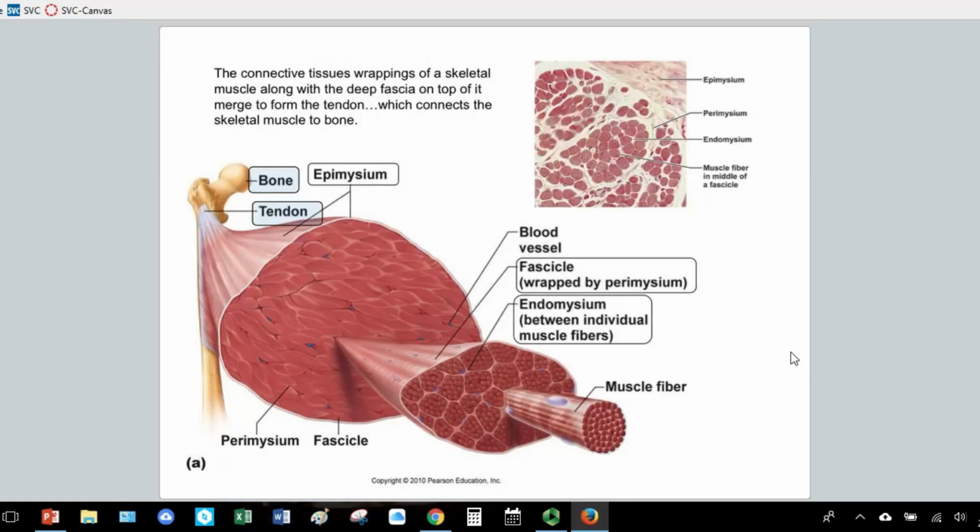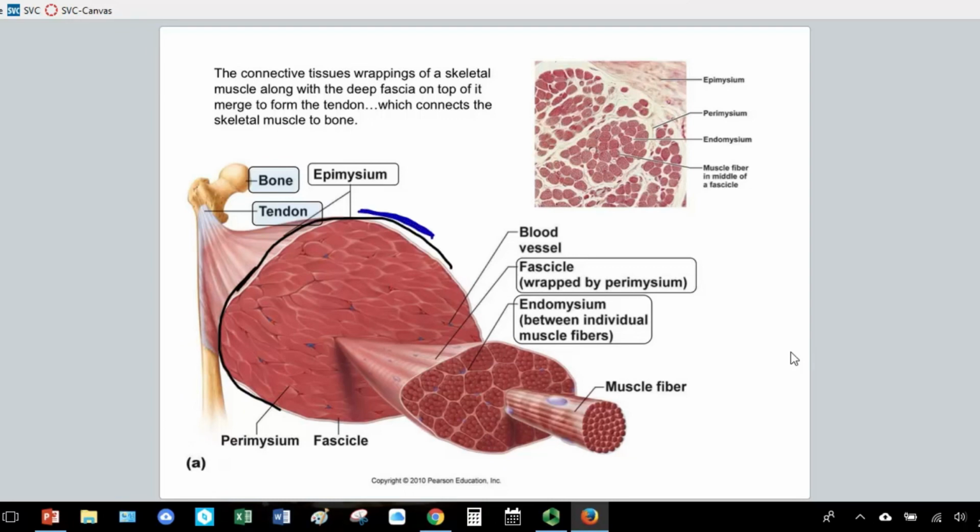And something else to talk about since we're here, I talked about these mysiums. I'm not going to hold you really responsible for this, except that you need to know they're connective tissue wrappings that help to form the tendon. The epimysium, for instance, wraps around the skeletal muscle. That's the outer wrapping layer. But then the deep fascia is outside of that.